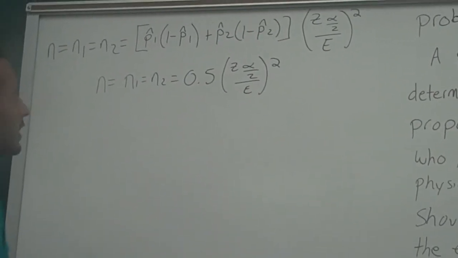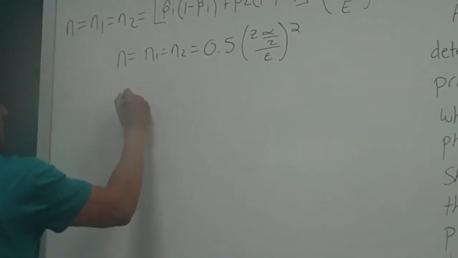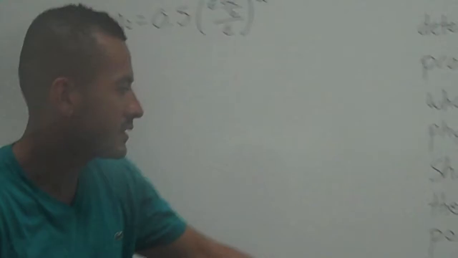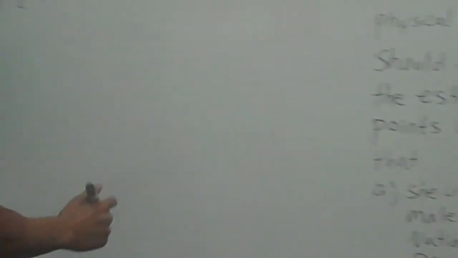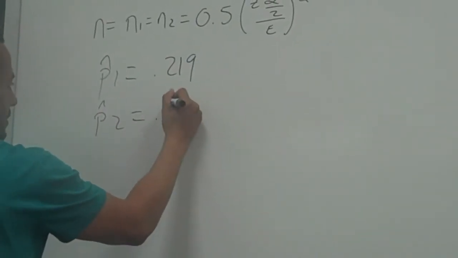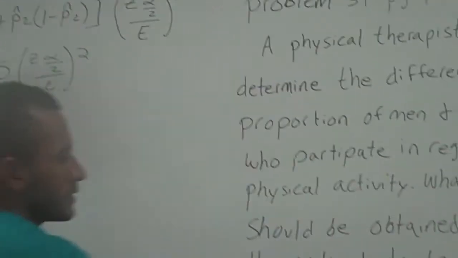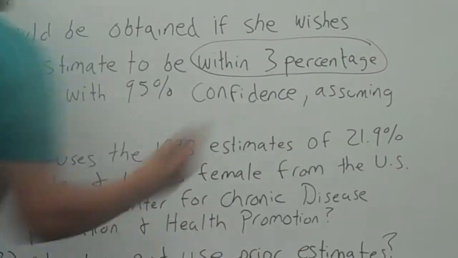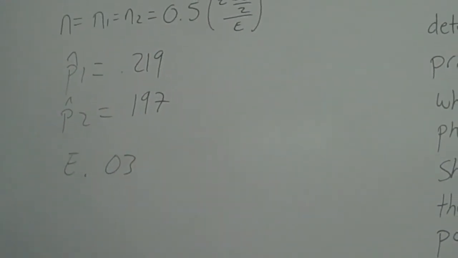First thing we need to do is identify p hat 1, p hat 2, and the margin of error. P hat 1 is given to us with 21.9%. We turn that into a decimal form, which would be 0.219. P hat 2 is given to us in the question as well, and is 19.7%. We turn that into decimal, which would be 0.197. And our margin of error is given to us in the example as well, which is within 3 percentage points, and that would be 0.03.